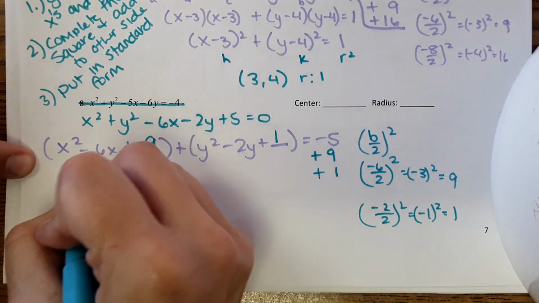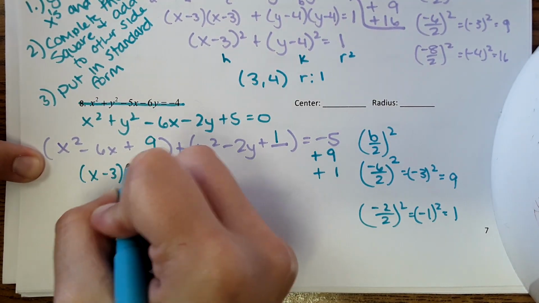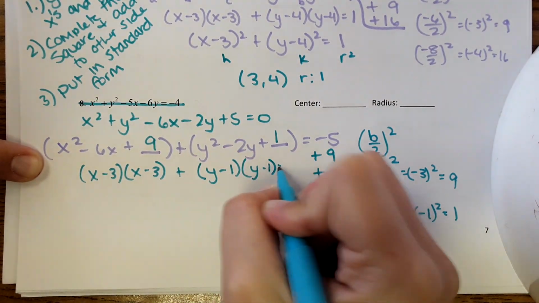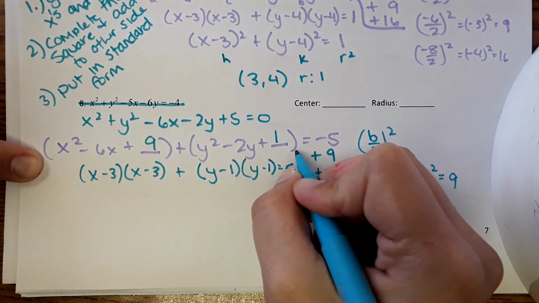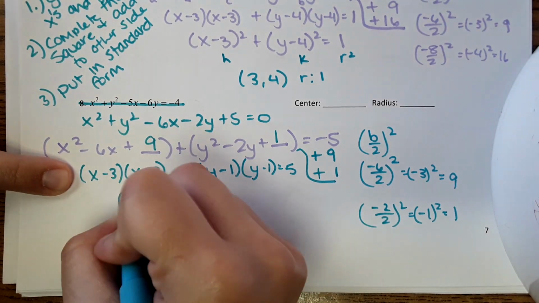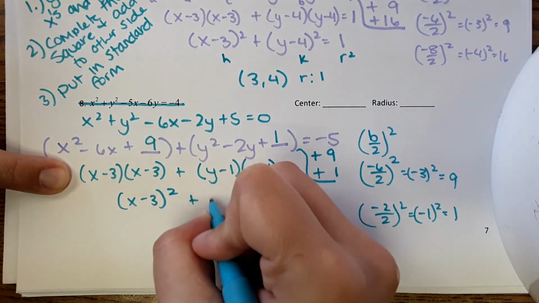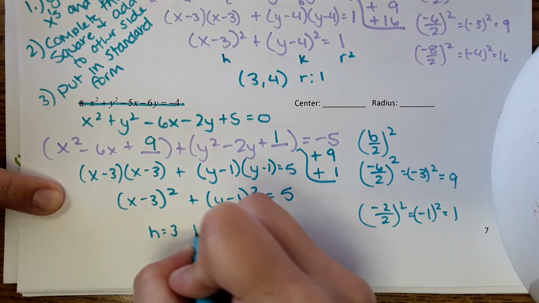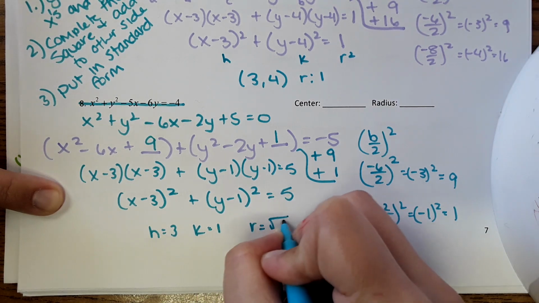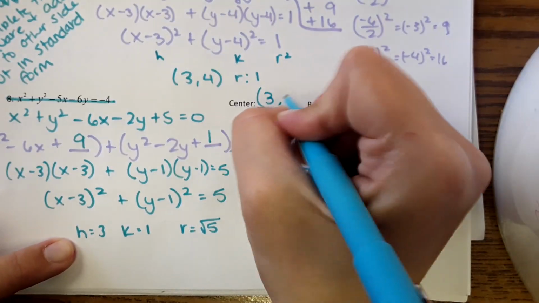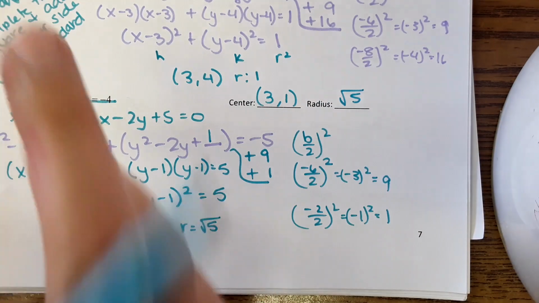Okay, now we can factor it out. x minus 3 times x minus 3, y minus 1 times y minus 1 equals 5. Okay, so center is at 3, 1, and the radius would just be square root of 5.